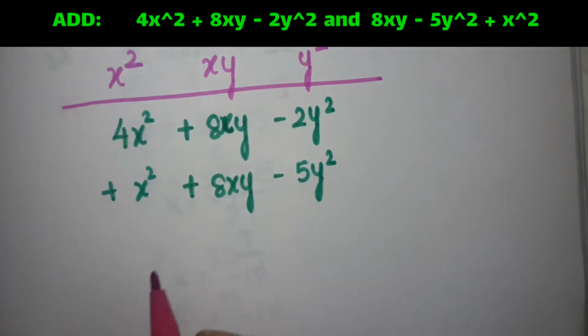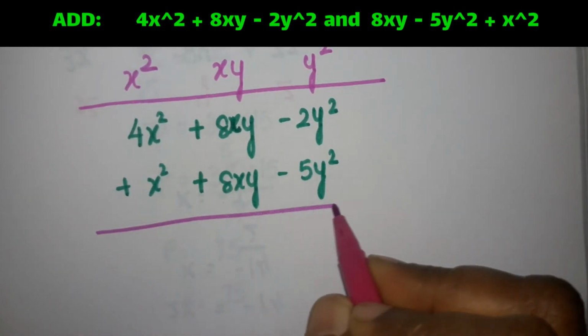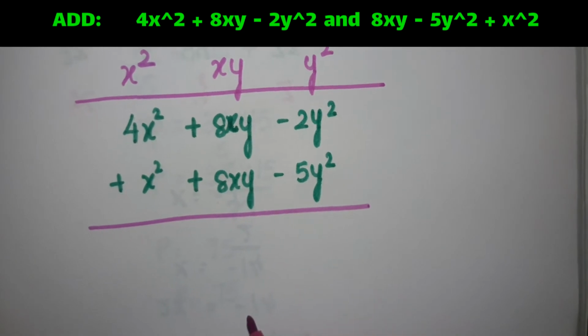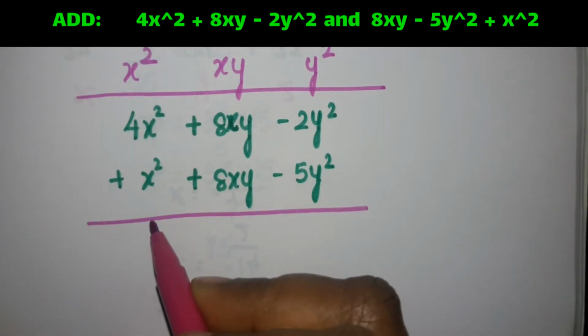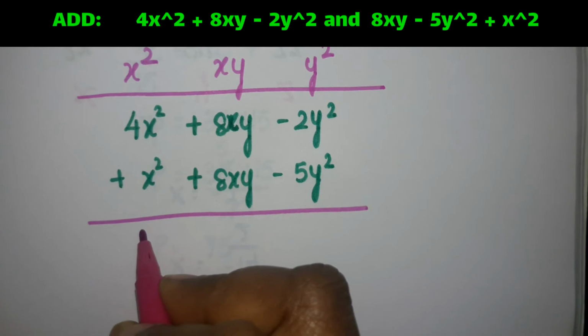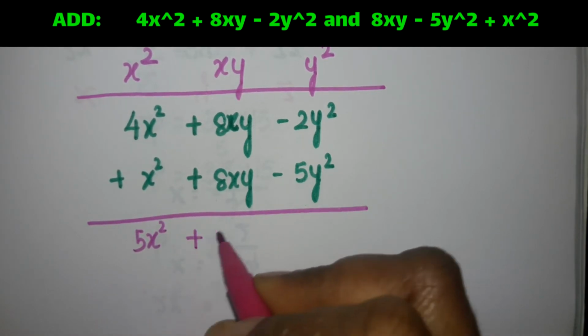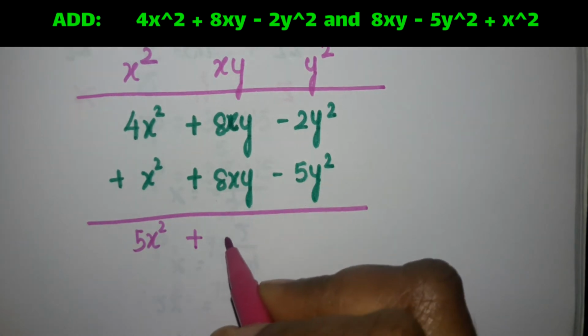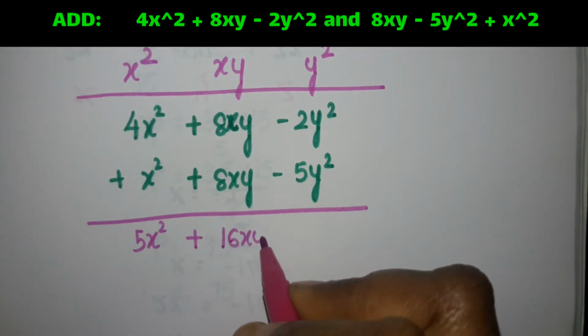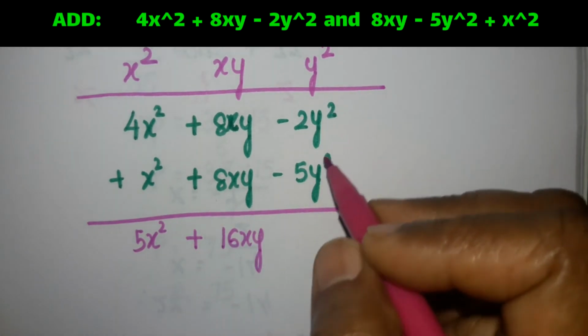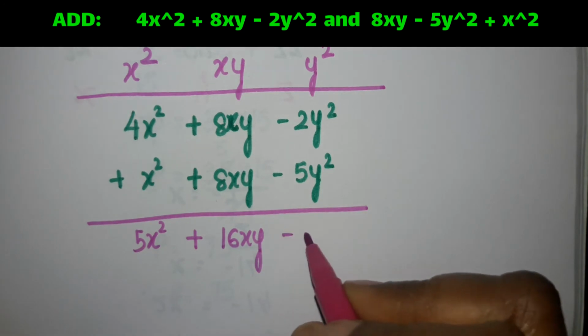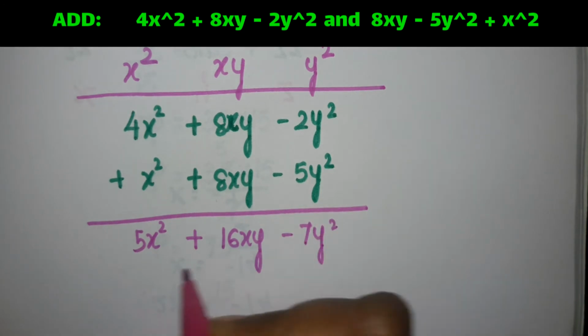So we need to add this. As I told you earlier, we are going to add separately, right? So it's going to be 4x square plus x square is 5x square, plus 8xy plus 8xy is going to be 16xy. Then minus 2y square minus 5y square is minus 7y square.